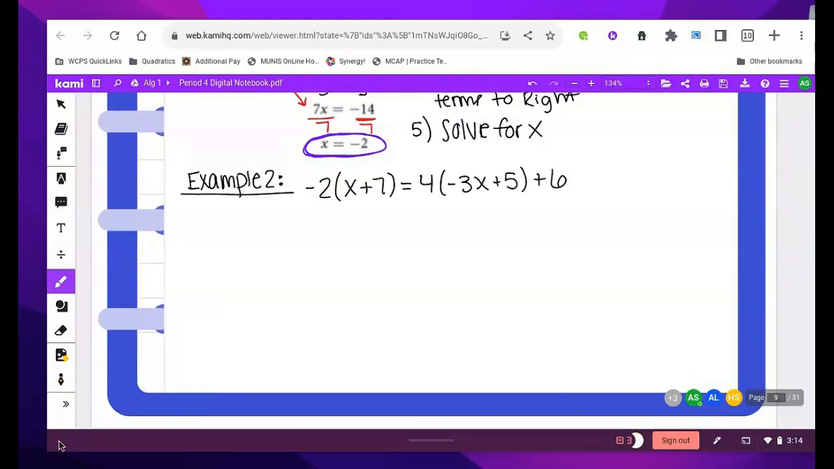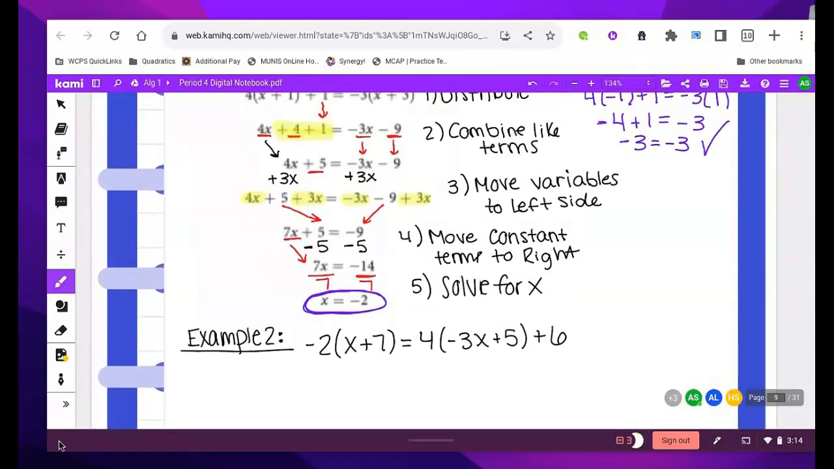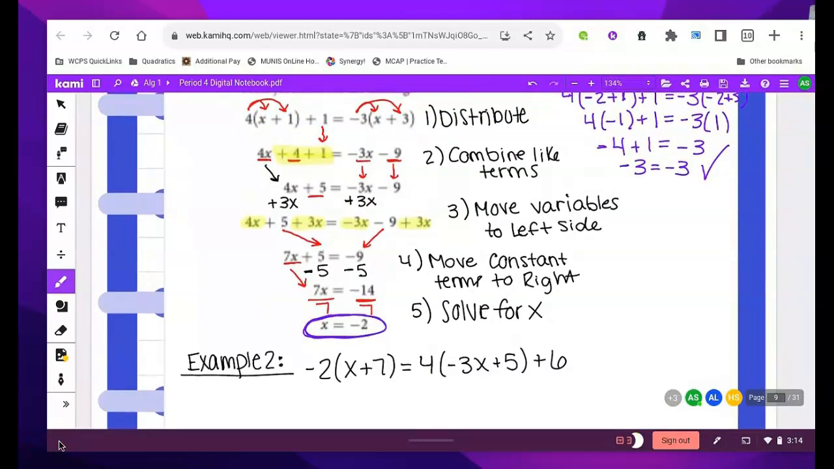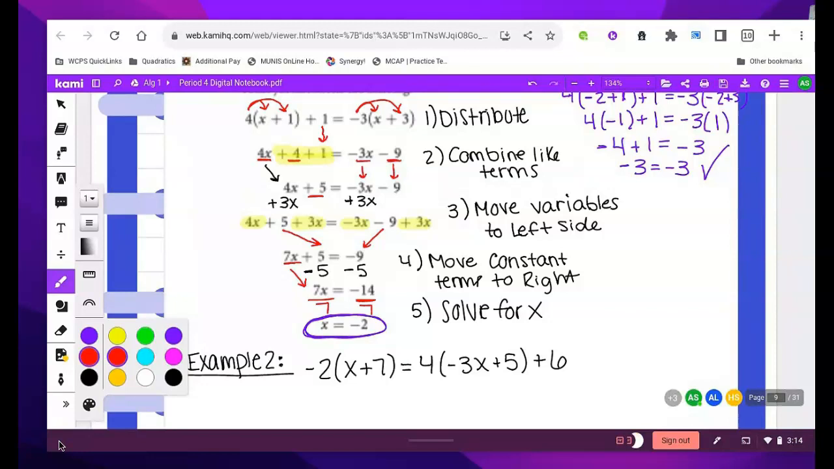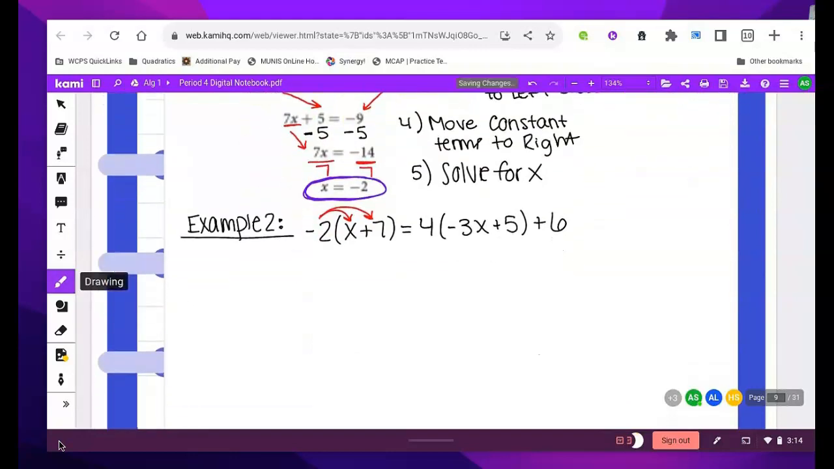So example 2. Negative 2 times x plus 7 is equal to 4 times negative 3x plus 5 and then plus 6. So we're going to use the same 5 steps. So step 1, we needed to distribute. Anytime we have a number on the outside of the parentheses, we need to distribute it to everything on the inside of the parentheses. So we're going to start.